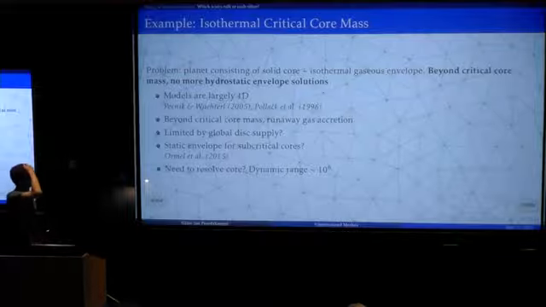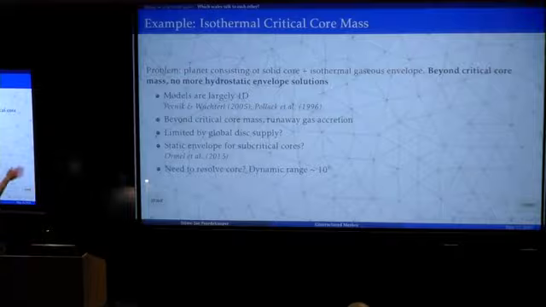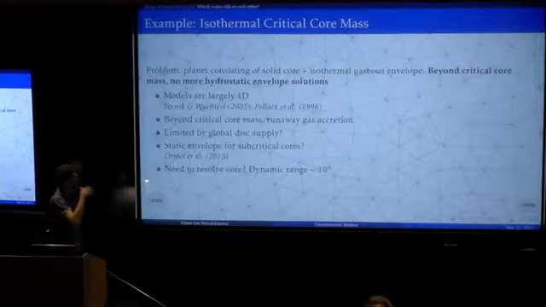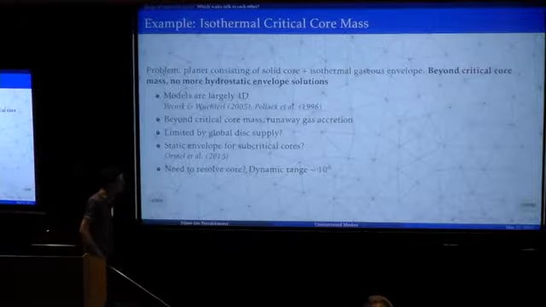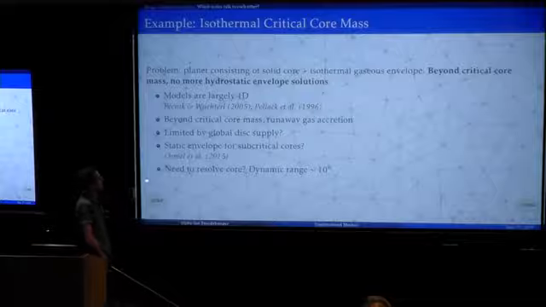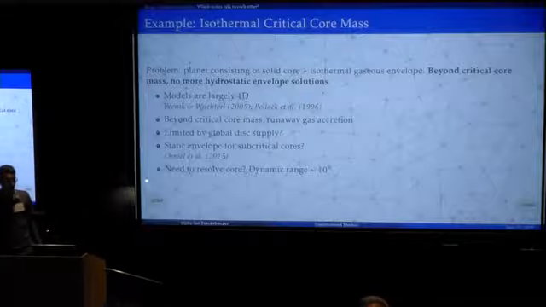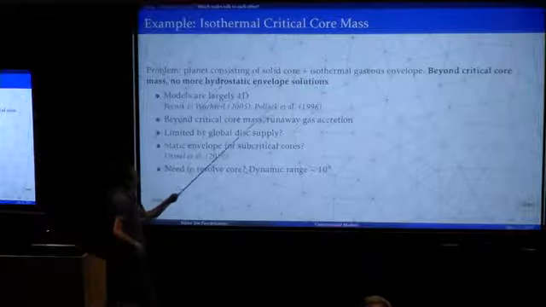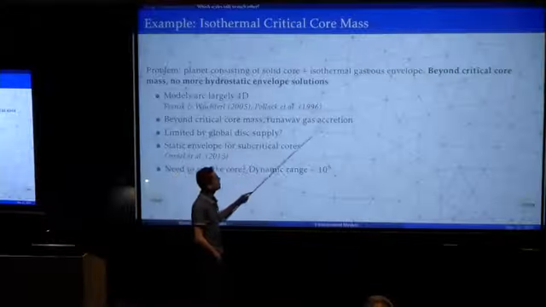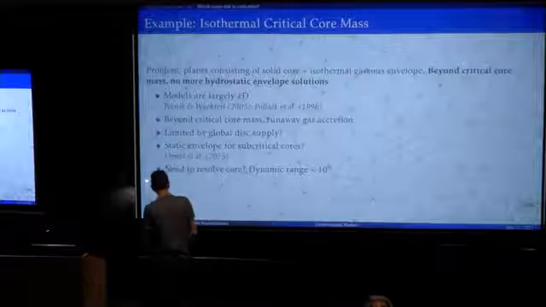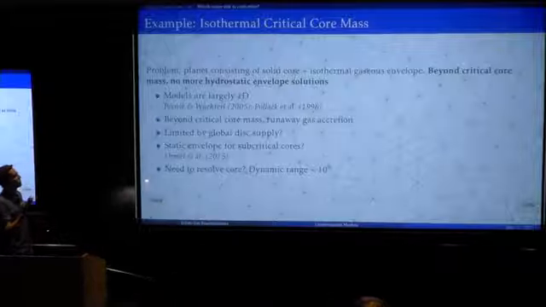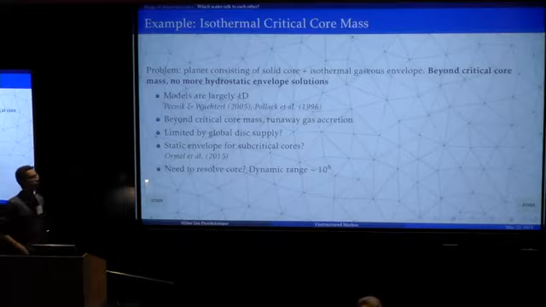A second example that I'm interested in is more of an accretion problem. It's similar to what Chris and Judith had talked about already. So a very simple setup again: a planet consisting of a solid core, with an isothermal, self-gravitating gaseous envelope. And as is well known, there exists a critical core mass beyond which there are no hydrostatic solutions for the envelope that connect to a disk.